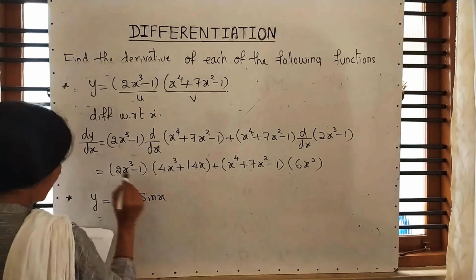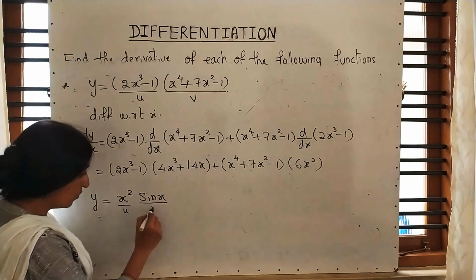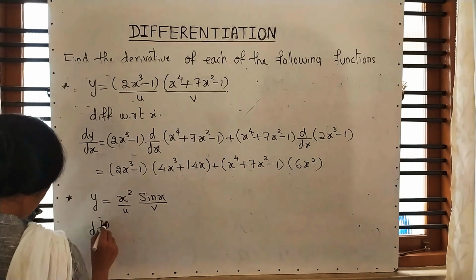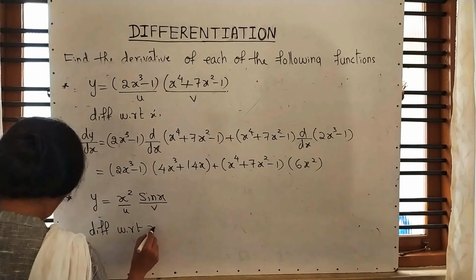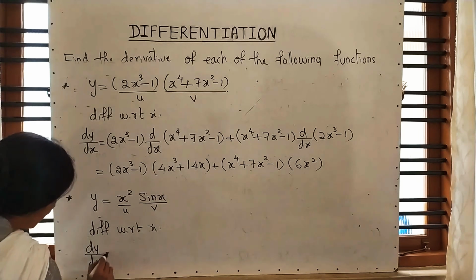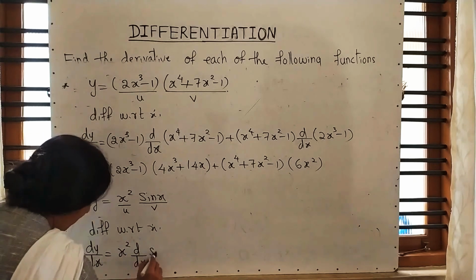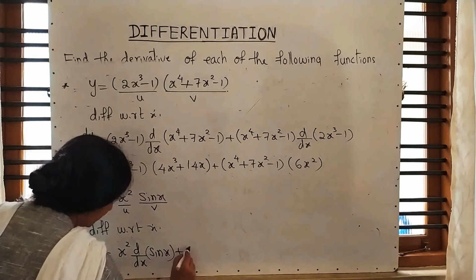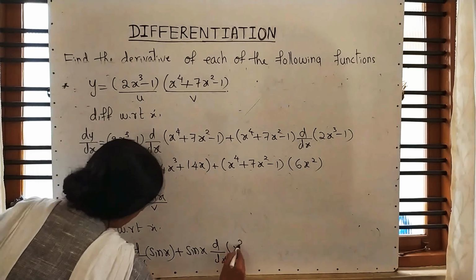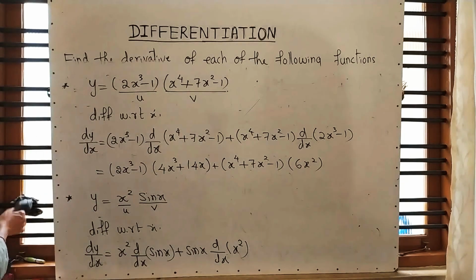Yes, take a pencil and mark which is U and which is V. This is U, this is V. Correct or what? First product rule: x square as it is, differentiation of sin x, plus sin x, differentiation of x square. First step is always we have to write the basic formula.